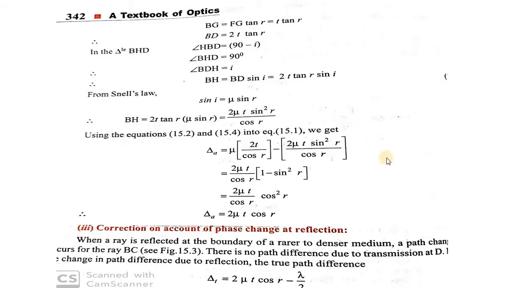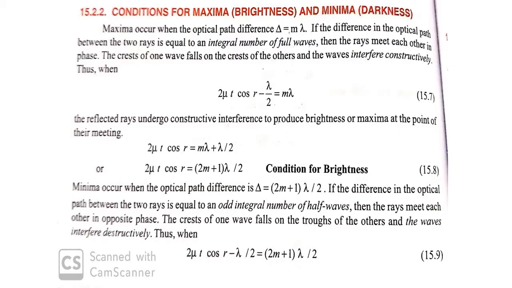So the net path difference is denoted by lambda f, equal to 2 mu t cos r minus lambda by 2. Now the condition for maxima and minima. When maxima occurs, the path difference is equal to m lambda. That is, for constructive interference, 2 mu t cos r minus lambda by 2 is equal to m lambda. So it can accommodate an integral multiple of the full wavelength. It could be 1 lambda, 2 lambda, 3 lambda, 4 lambda, etc. Then we get a bright fringe there.